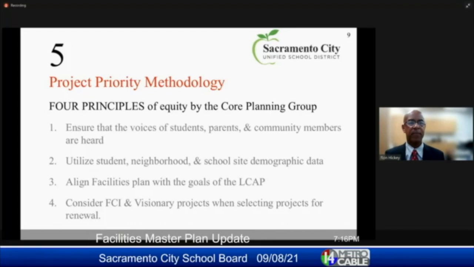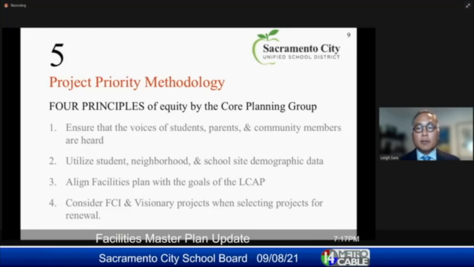Okay. And here, I'm going to let Dr. Lee Sada come in and talk about the project priority methods around the 4 principles of equity by the core planning group. Great, thank you so much, Mr. Hickey, and good evening, board members, Superintendent Aguilar.